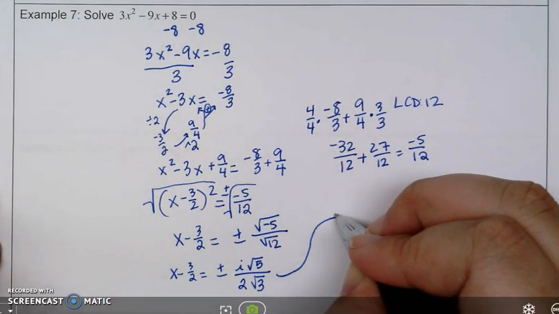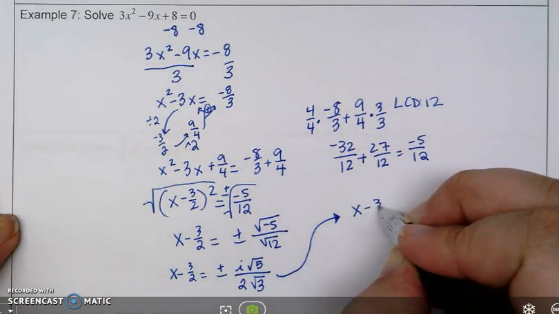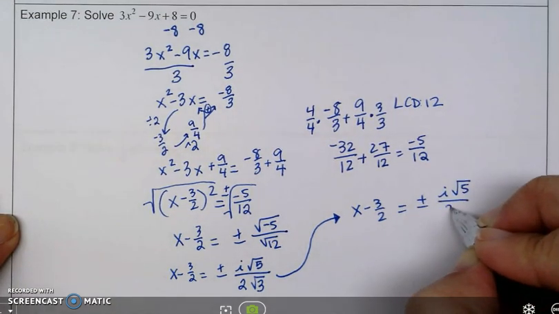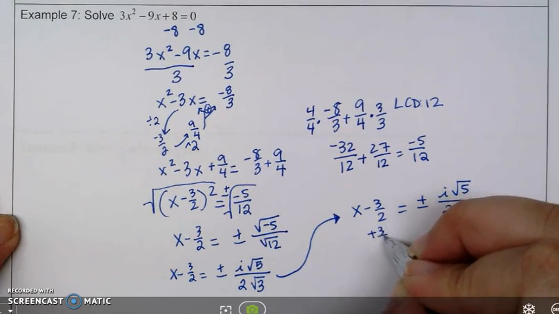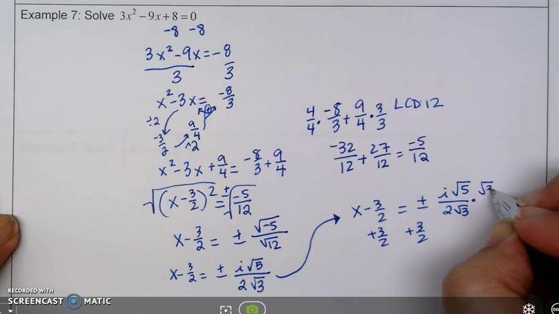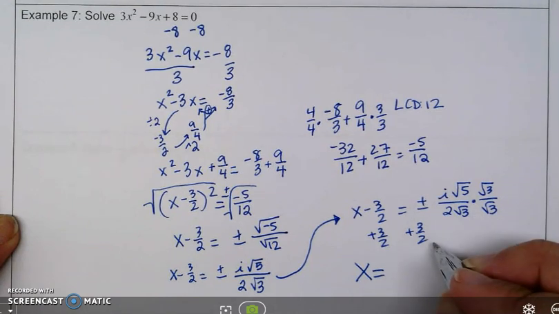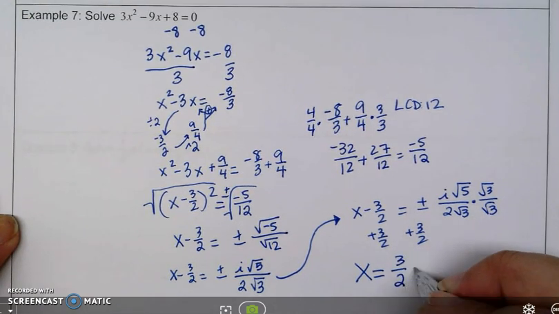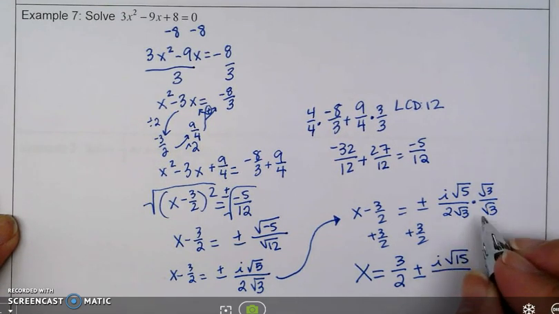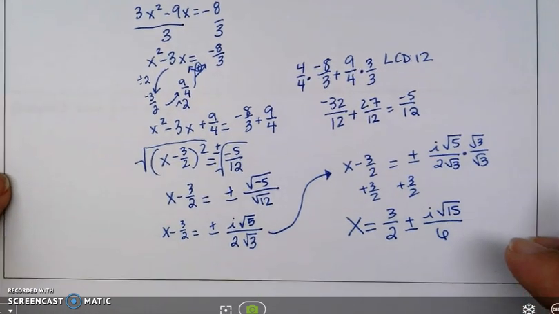Okay, I'm going to continue this right here. I need to add 3/2. So x minus 3/2 equals plus or minus I times the square root of 5 divided by 2 times the square root of 3, plus 3/2 on both sides. But I also need to rationalize that square root of 3. I'm going to do them together in one step. X equals, not like terms, so 3/2 plus or minus I times the square root of 15 divided by 2 times 3 is 6.